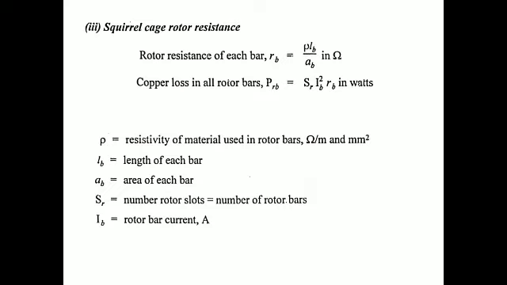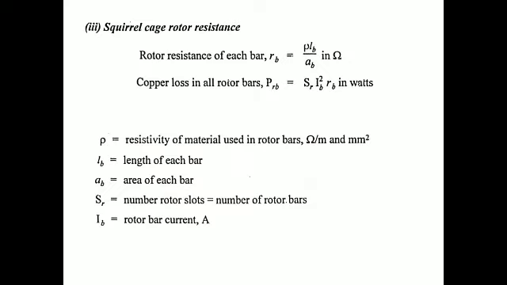Then the second equation is to calculate the losses in the rotor bars. So P suffix RB is equal to SR times IB squared times RB. What is SR? The number of slots in the rotor. IB is the bar current. RB is the rotor bar resistance from the previous first equation. So these are the two equations to calculate the resistance of the bar as well as the losses of the bar. The bar data is completed.